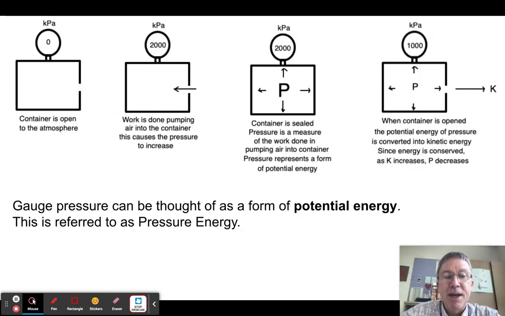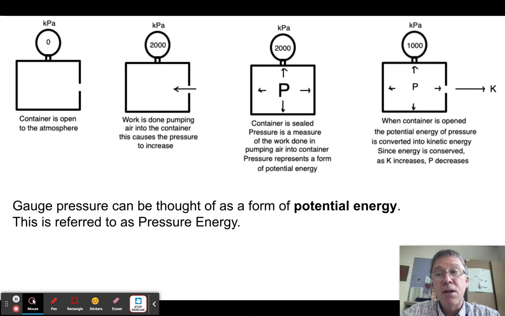So here's, I think, the best way to wrap your head around this idea that gauge pressure represents potential energy. So here I imagine I have a container. It is open to the atmosphere. So the gauge, remember, the gauge pressure is just how much above or below atmospheric pressure you are.